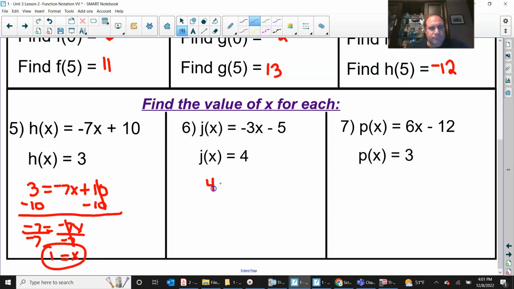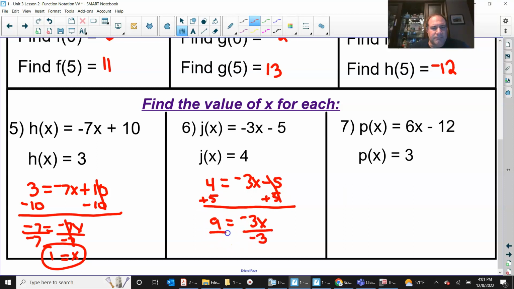4, substituted in for j of x. 4 equals -3x minus 5. Add 5 to both sides. This cancels. You have 9 equals -3x. Divide by -3. Divide by -3. X equals -3.